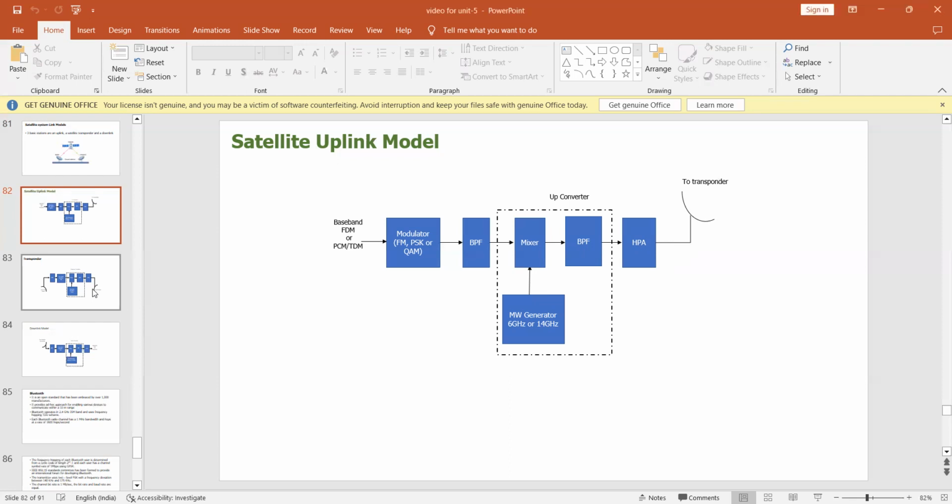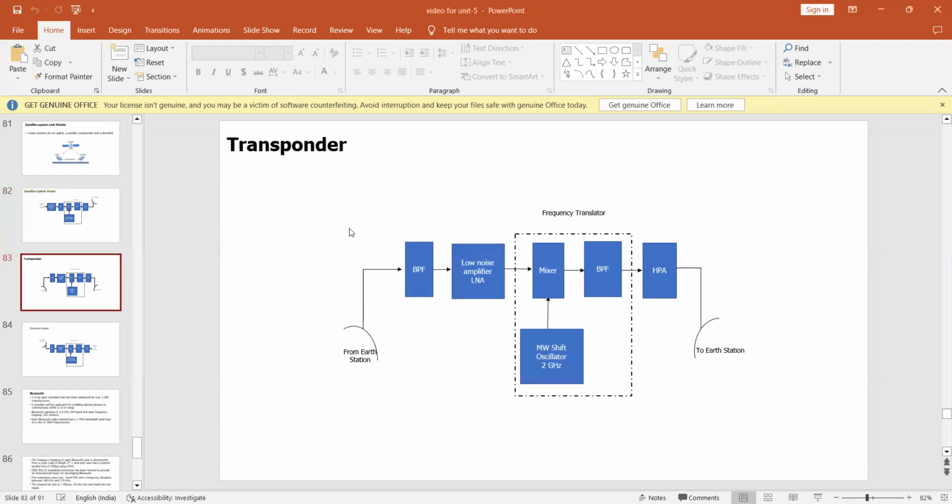And then this is the second part, which is the transponder. This transponder is placed in space inside the satellite. The satellite revolves around the earth in its orbit. It depends on whether it is a polar orbit, an inclined orbit, or an equatorial orbit, depending upon the application. The distance of the satellite's placement also differs.